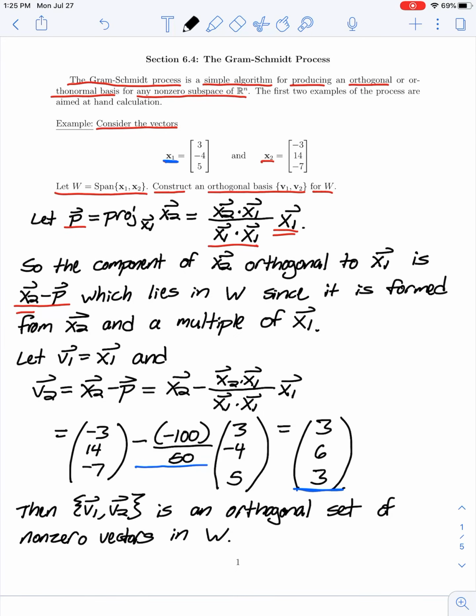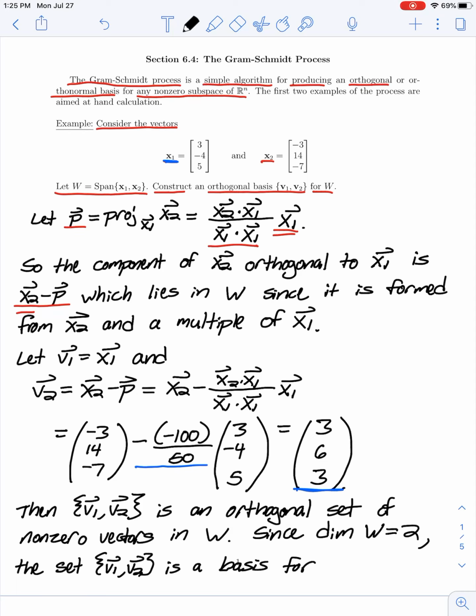So, since the dimension of the space W is equal to 2, since it was spanned by 2 linearly independent vectors, they form a basis for W. So the number of vectors in that basis, which is the dimension, is 2. That means that the set of vectors v1 and v2 is a basis for this space W, as guaranteed. So why is this true? By the basis theorem.